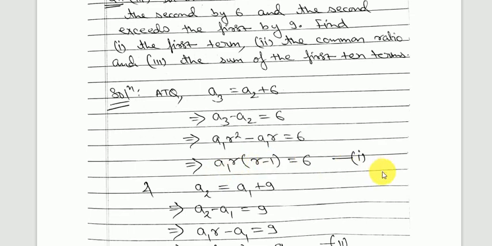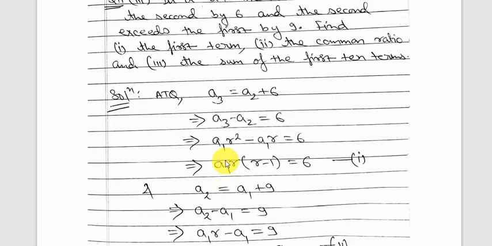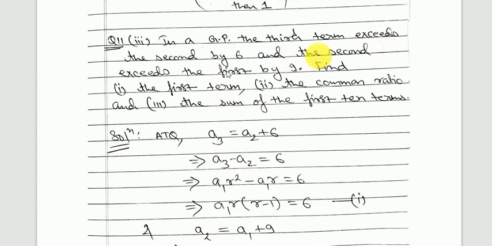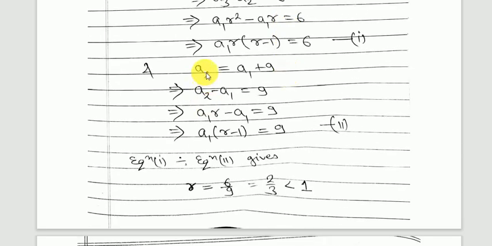Call this equation 1. Next the question is saying that the second exceeds the first by 9. So here A2 is equal to A1 plus 9. So A2 minus A1 is equal to 9. A2 means A1 into R, minus A1 is equal to 9. Now A1 is common over here, so I get A1 into (R minus 1) equal to 9. Call this equation 2.